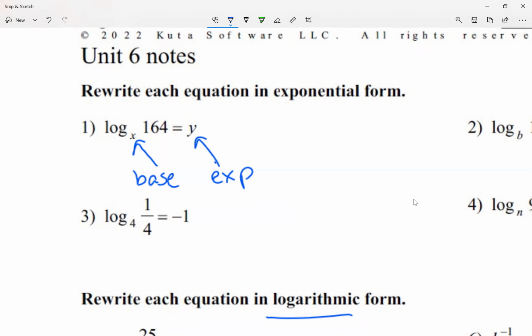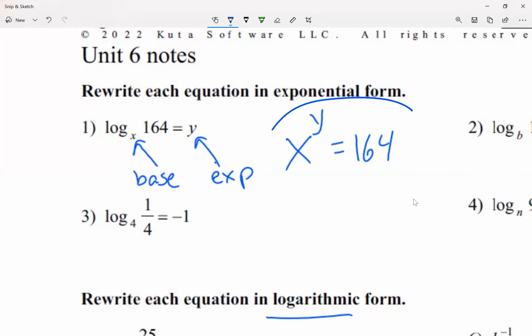Now, the way I'm going to write this in exponential form, right? Because it says rewrite each equation in exponential form. I'm expecting to write it with an exponent. And I'm going to write this as x to the y, because notice how the base is x and the exponent is y. So I'm going to write this as x to the y equals 164. You guys see where the 164 comes from. That's it. That's all I'm going to write.